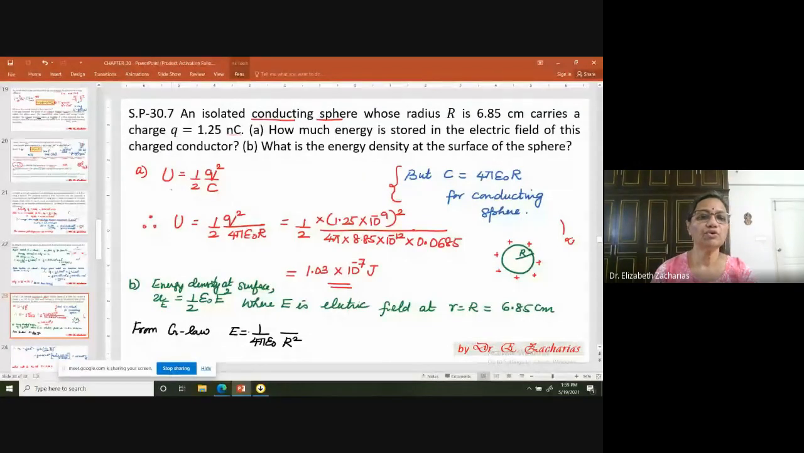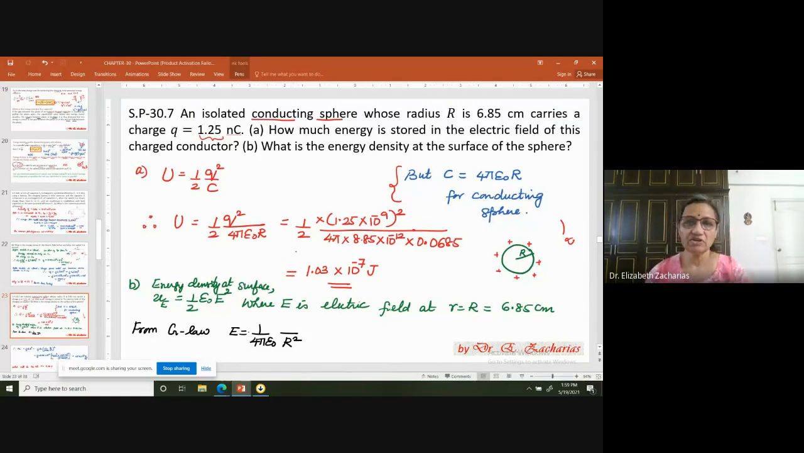Okay. So you know that energy is half Q square by C. I'm going to take this formula because Q is given and C I can get from the geometry. So energy is half Q square divided by C, where C is 4 pi epsilon naught R. Substitute for Q, substitute for R, and you're getting the energy.